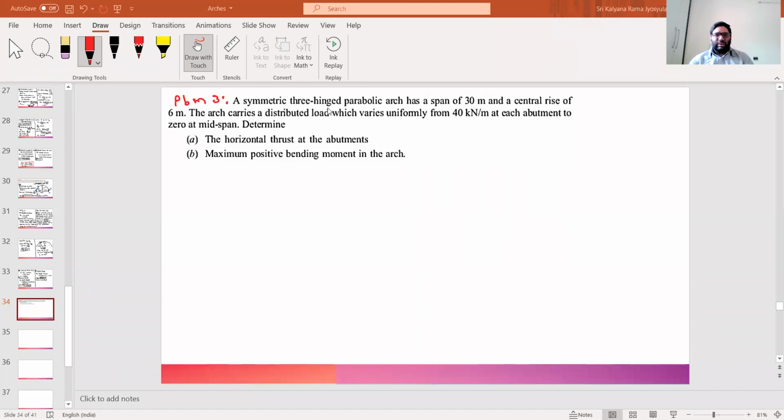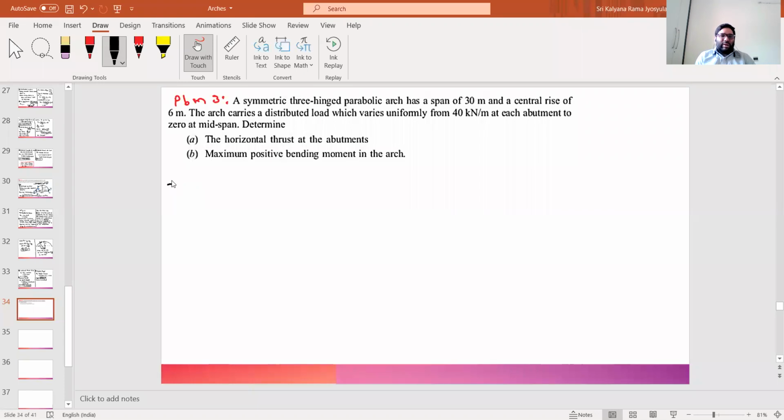A symmetric three-hinged parabolic arch has a span of 30 meters and a central rise of 6 meters. The arch carries a distributed load uniformly varying from 40 kilonewton per meter at each abutment to 0 at midspan. At the ends it is 40 and at the center it is 0. So it is a uniformly varying load. Determine the horizontal thrust and maximum positive bending moment in the arch.